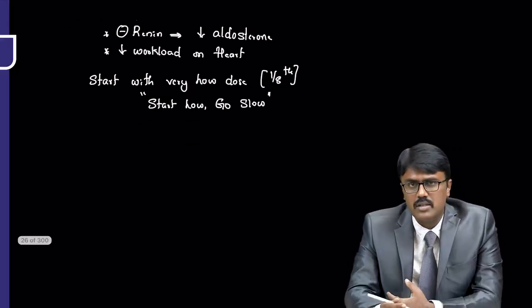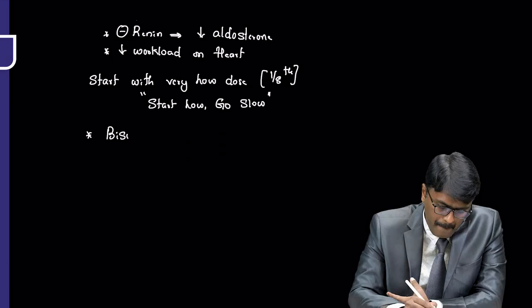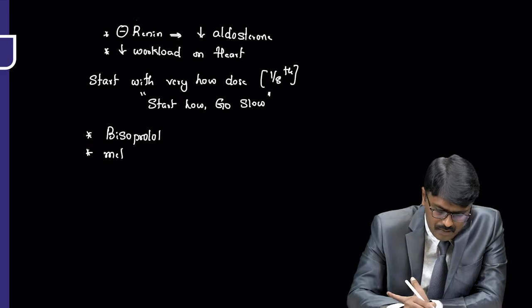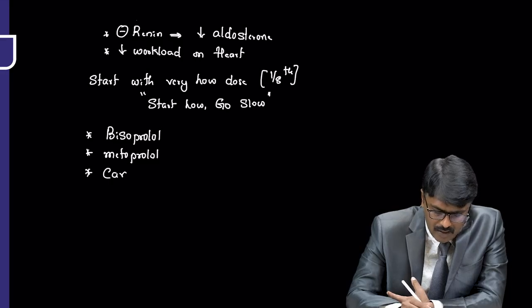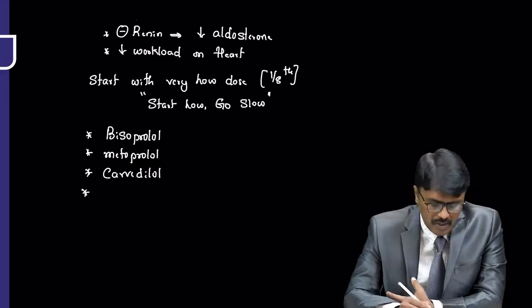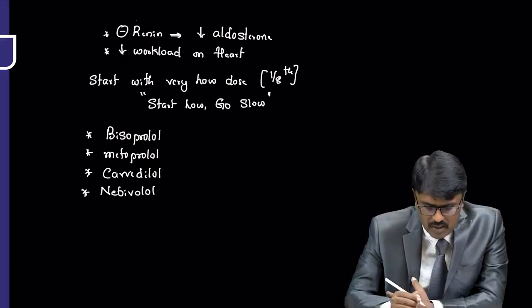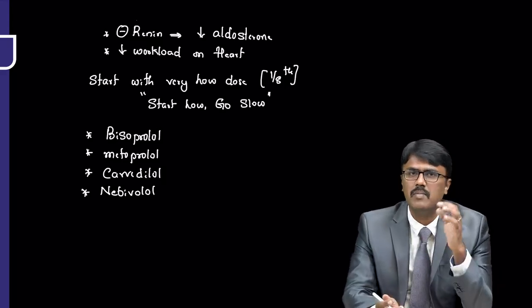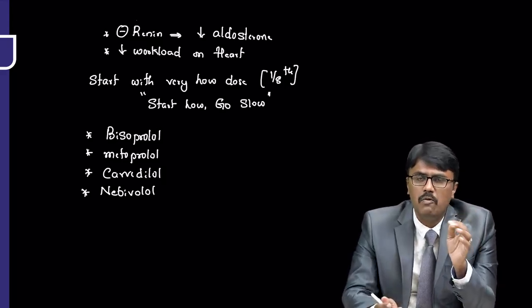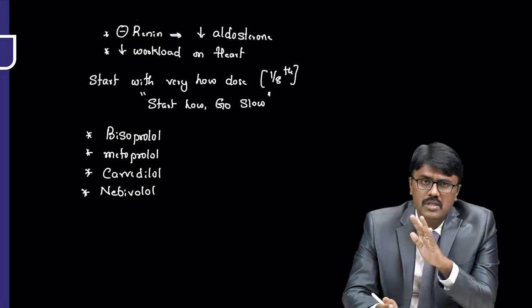Now, what are the beta blockers we use in chronic CHF? They are bisoprolol, metoprolol, then a drug called carvedilol. And recently nebivolol is also shown to be beneficial. The name is nebivolol. So these are the beta blockers we use in chronic CHF. Remember, they should be started with a very low dose. If the patient develops congestive symptoms, either we reduce the dose or we stop beta blockers.